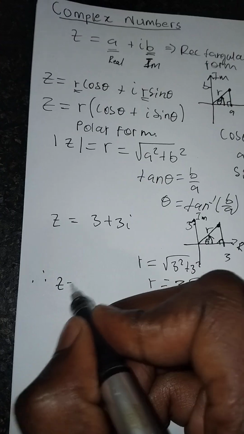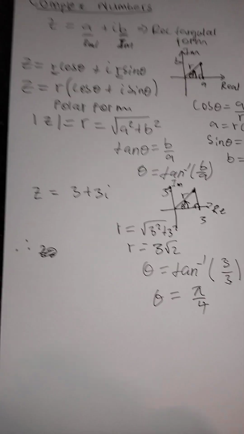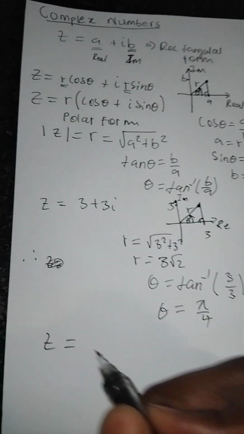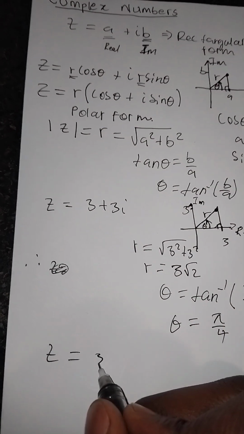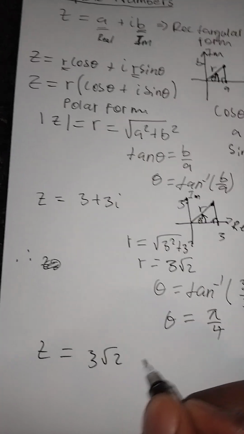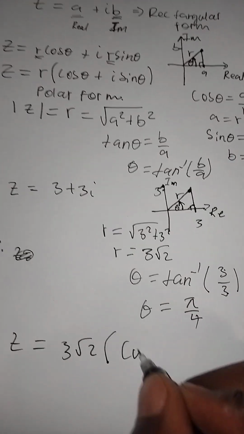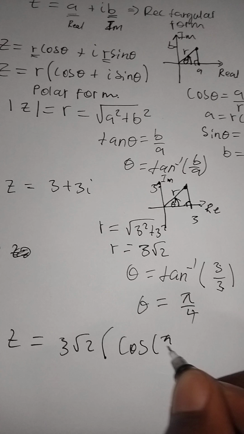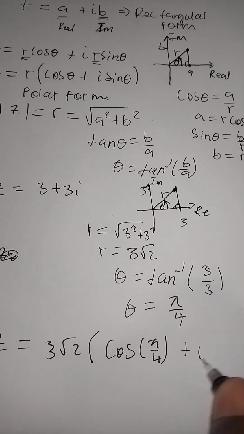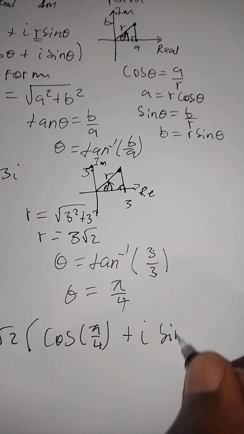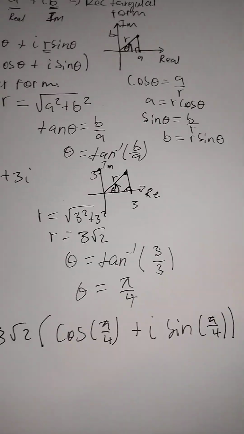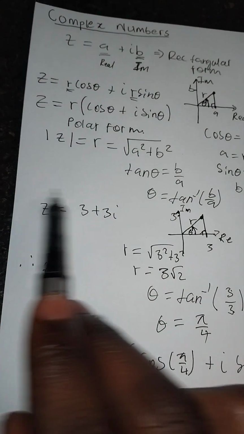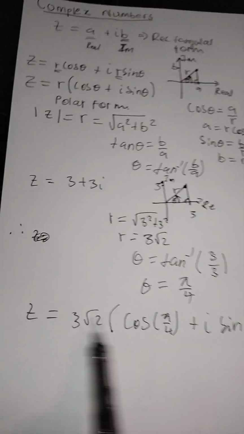Therefore we can say z, okay, I'll need some space, let me write it here. Therefore z is, what is our r? Our r, we found it as 3 root 2, times cos of pi over 4 plus i sine of pi over 4, just like that. So this is your answer. You have converted this rectangular form to the polar form. This is the polar form.